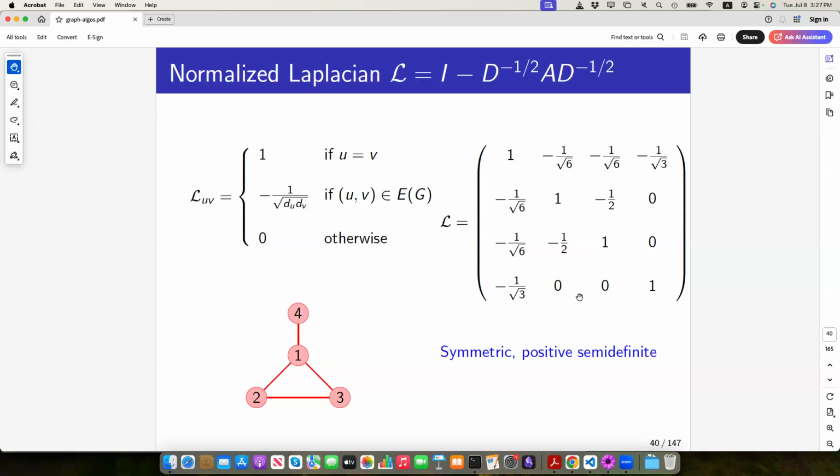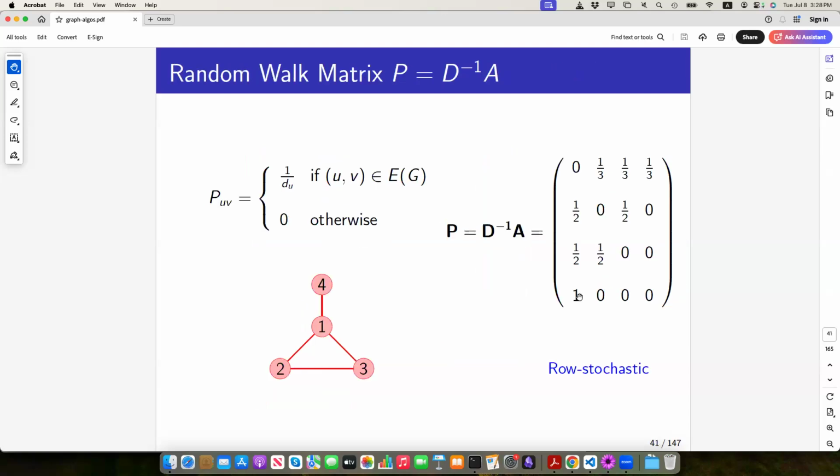And in the off diagonals, you have -1 divided by the square root of the product of the degrees for every edge, otherwise 0. This is called the normalized Laplacian. And why is it very important? It's super closely connected to a random walk matrix. So what is a random walk?